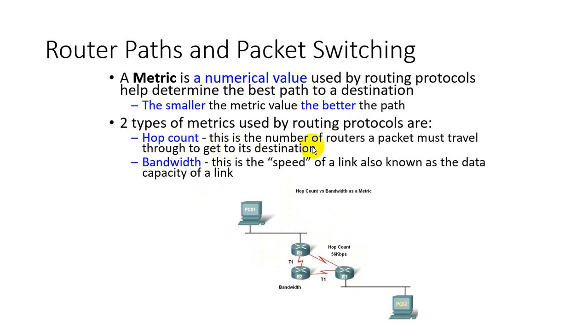Hop count is the number of routers a packet must travel through to get to its destination. If this wants to go to this and is using R1, R2, and R3, then there will be a 3 hop. Bandwidth is the speed of a link, also known as the data capacity of a link. So here the data capacity is 56 kbps, whereas here is the T1 link.